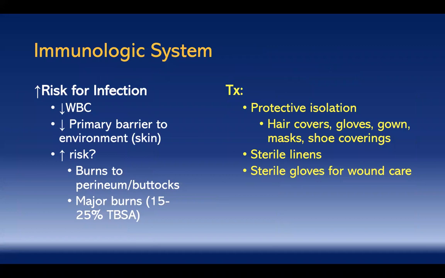And who is at risk for infection? Patients with burns to the perineum and the buttocks are at higher risk due to the difficulty of keeping those wounds clean. And then patients, of course, with major burns, because there's increased surface area of their body exposed to the elements, more likely to get infected. So patients with major burns in the burn unit have to be on protective isolation. And that means anyone going into that room has to wear hair covers and gloves and gowns and masks and shoe covers.